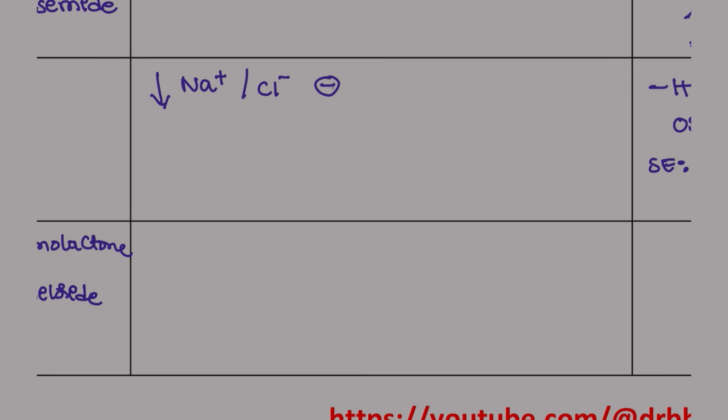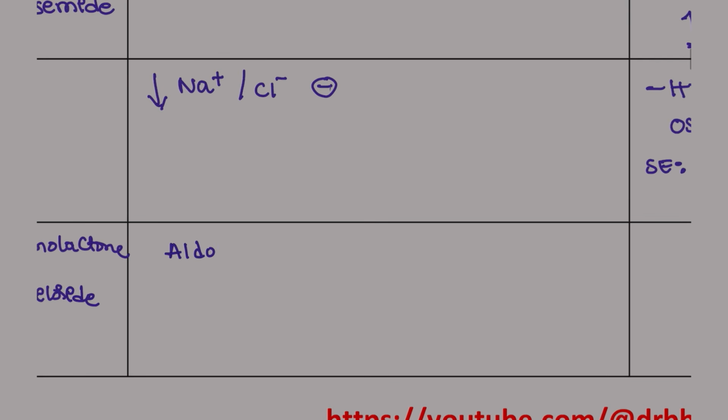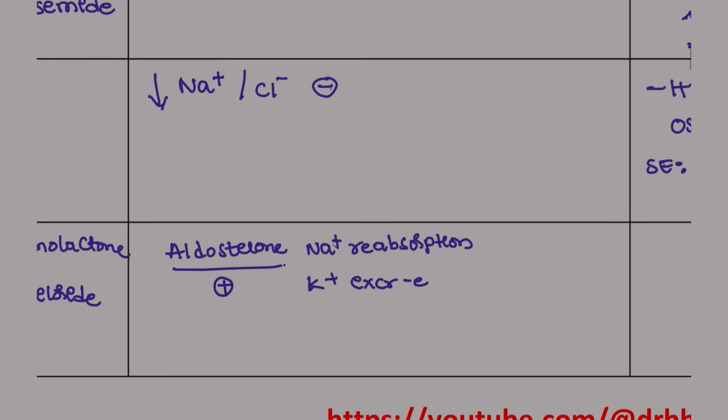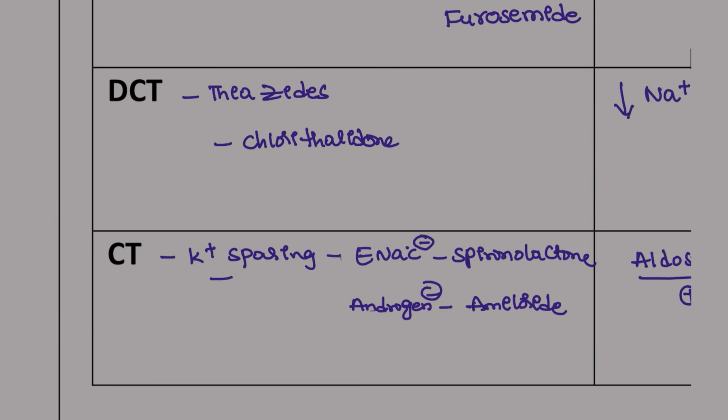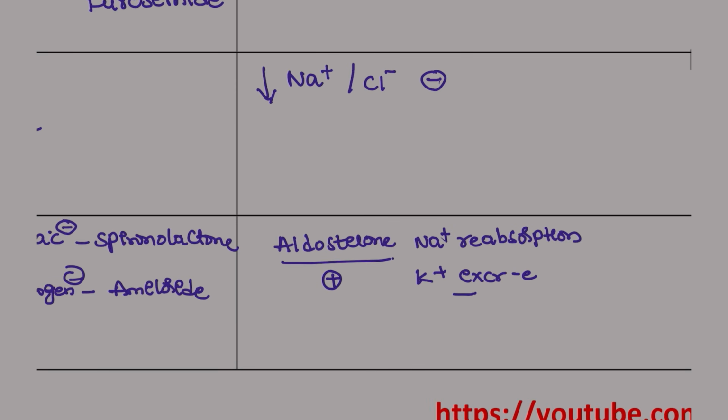Next, what is the main mechanism here? Basically, aldosterone is going to act here. What does aldosterone do? It does sodium reabsorption, and it will excrete the potassium. This is the normal function. So what we are doing in these patients is the same mechanism. We are blocking the aldosterone. Normally aldosterone would act that way, but these are potassium sparing agents, so that means potassium has to be not excreted.